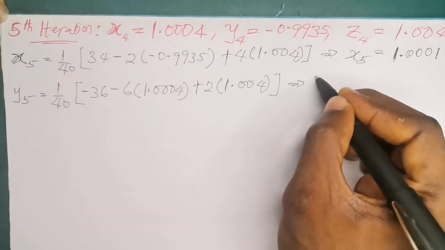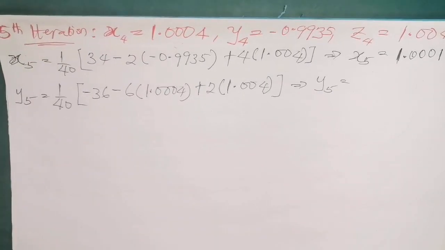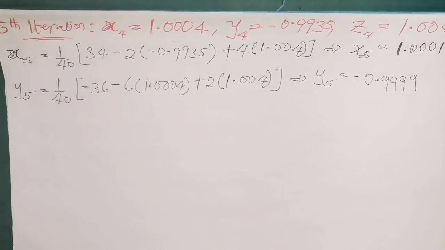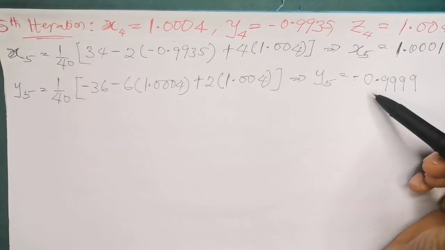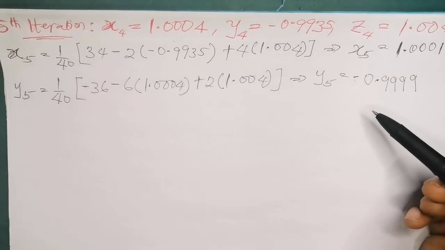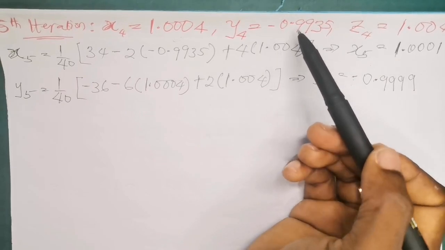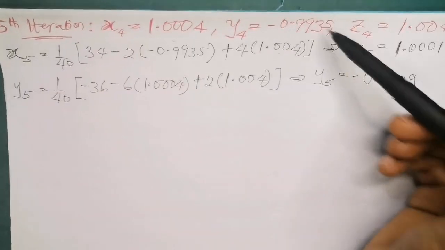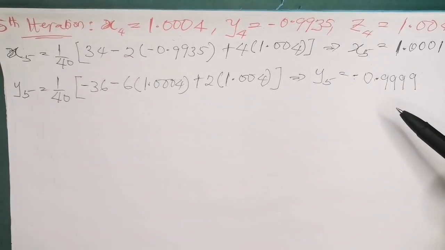This implies y5 is going to be equal to, let's put everything together. Upon final evaluation, we have y5 to be equal to negative 0.9999. If you compare this with the previous result, y4, we have negative 0.9935. So you see that y4 and y5 actually converged after 2 decimal places. So which means y has also converged.